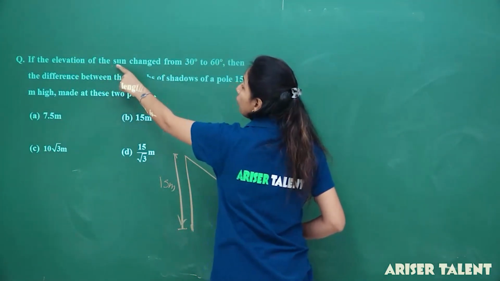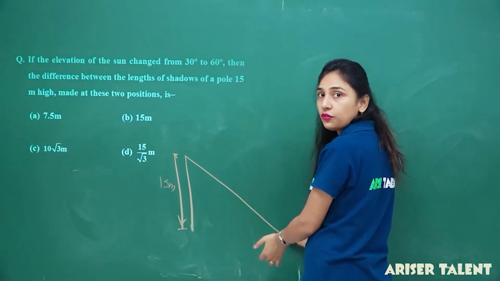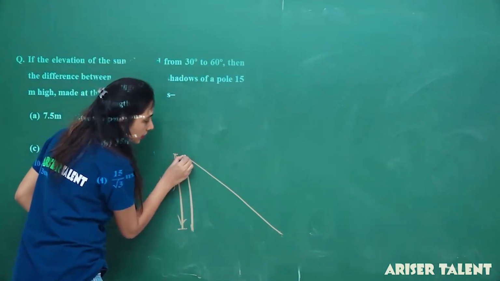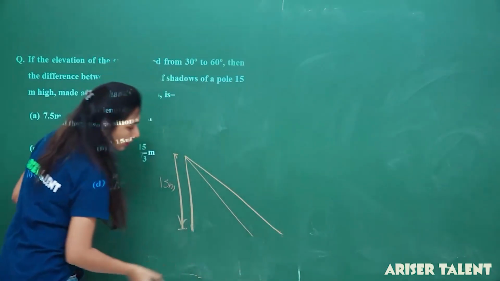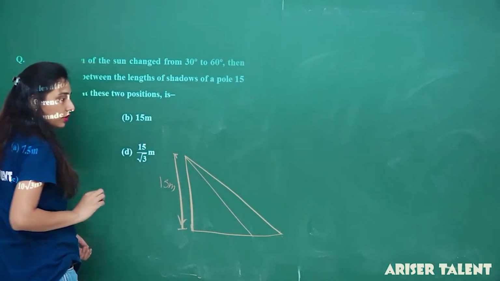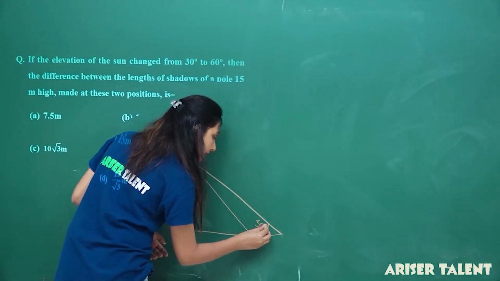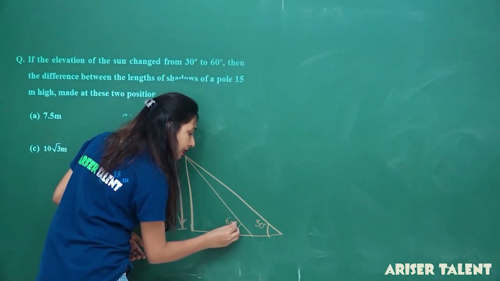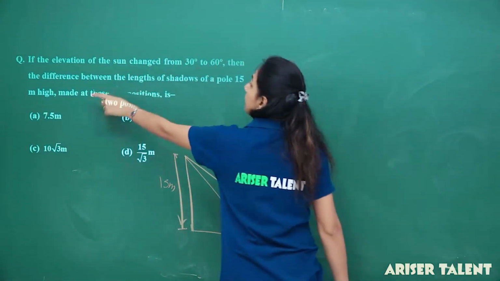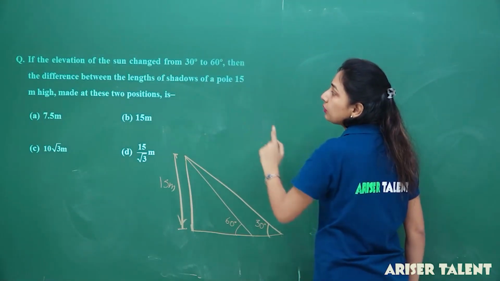So the angle of elevation changed from 30 degree to 60 degree. Let this be the first position where the elevation was, and the second elevation was there. So this will be the thing. Now the first was 30 degree and then it became 60 degree somehow. Now, the difference between the lengths of the shadows of a pole 15 meter high made at these positions.